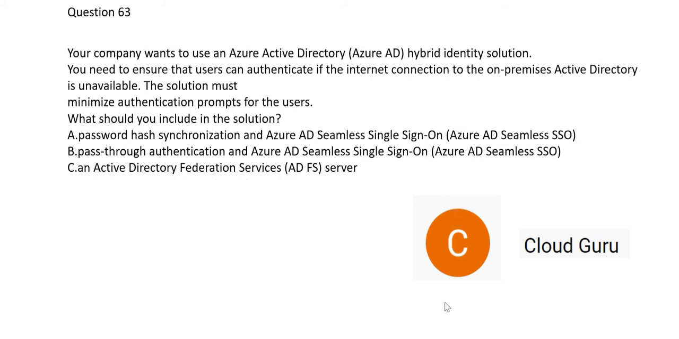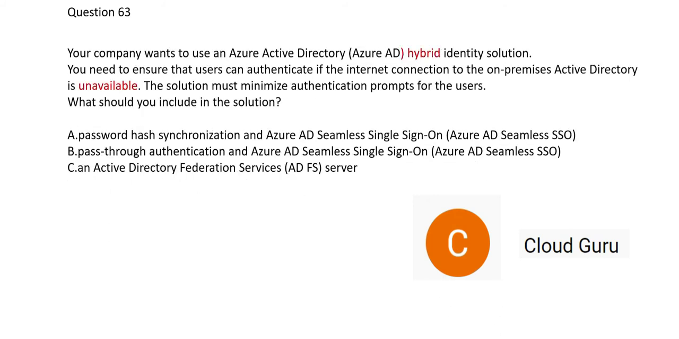Now let's look at this question. So for me, these are the keywords which will help us answer this question. So the story goes this way. There is an Active Directory hybrid solution. That means you have an Active Directory on premises and an Active Directory on Azure cloud. Okay. And what has happened is your internet connection to on premises is lost. So the Active Directory on premises is not available. It is only available in Azure.